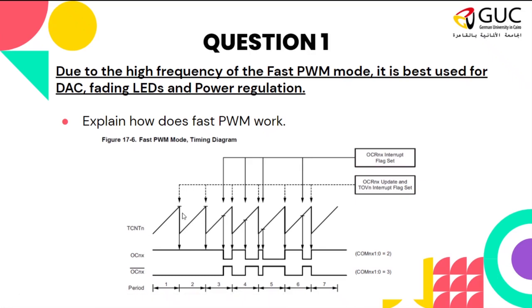When it reaches the top value, we can say it triggers the counter to start again from 0. In the next period, it starts from 0 and increments until the top value. When the counter reaches the top value, this triggers the compare bit to overflow the TCNT counter to start again from 0, and so on and so forth.